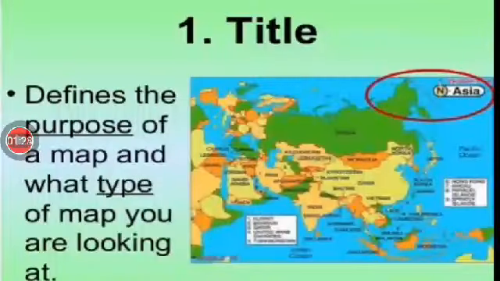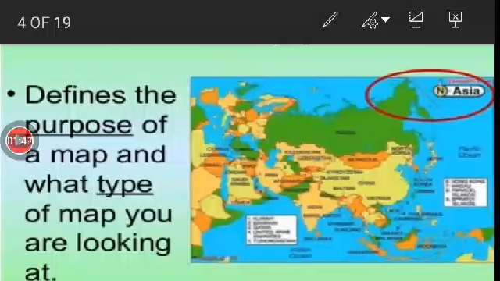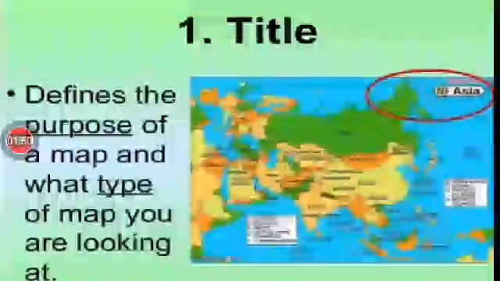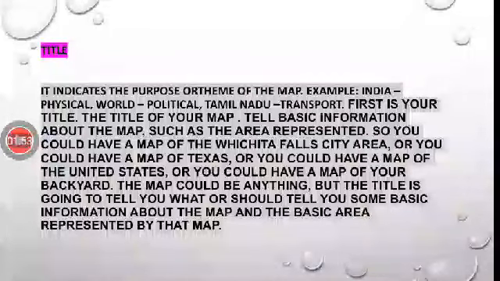So the first component is the title. The title defines the purpose of a map and what type of map you are looking at. In this map on the right there is written Asia, that is North Asia. Asia is being shown in this map and is north. It is a compass. The title indicates the purpose or theme of a map. For example, India physical, world political, Tamil Nadu transport.